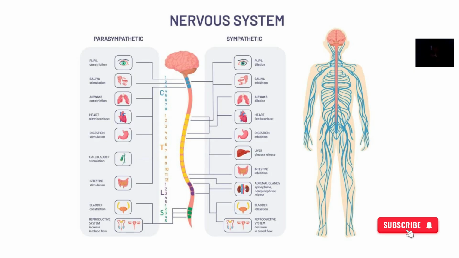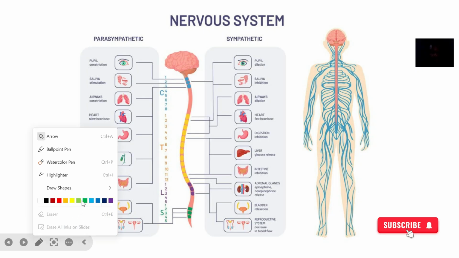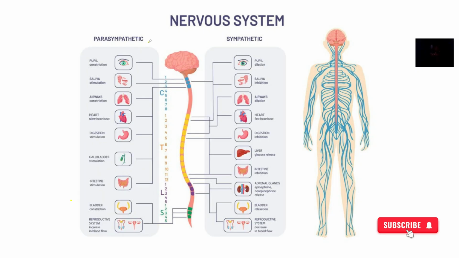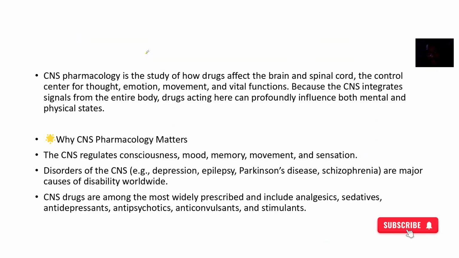So this is the central nervous system, and of course it's divided into the parasympathetic nervous system and also the sympathetic nervous system. All right, so this makes a very nice introductory basis. You should know that CNS pharmacology studies how drugs act in the central nervous system, which is made up of the brain and the spinal cord.